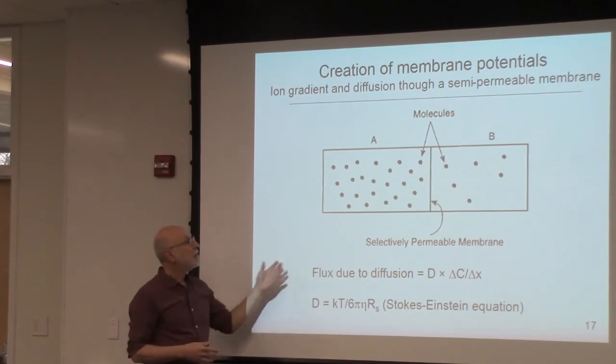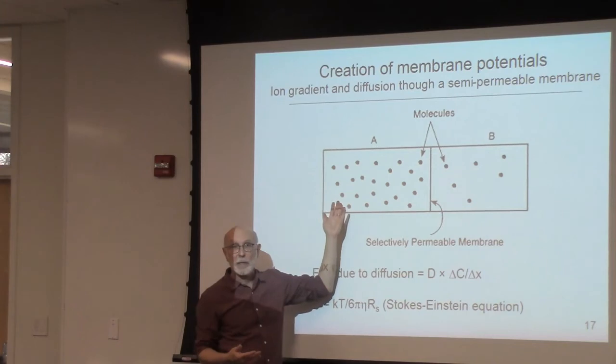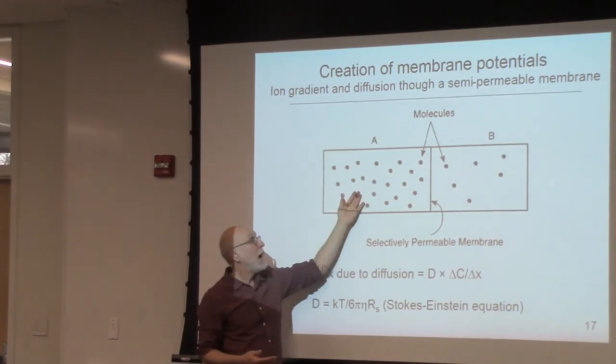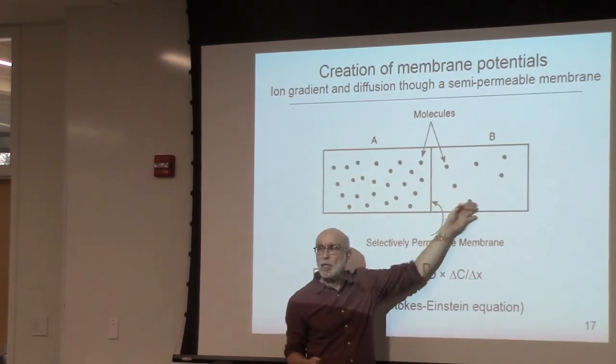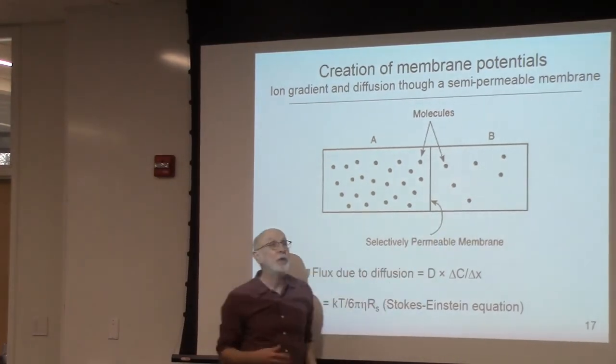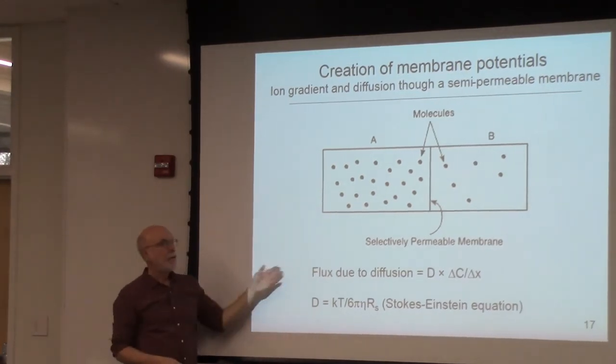Biophysicists have described, so we've set this up with a concentration gradient. So high concentration of the solute on one side, low concentration of solute on the other side of the membrane that is permeable to the solute. Well, you know what happens. Diffusion happens.